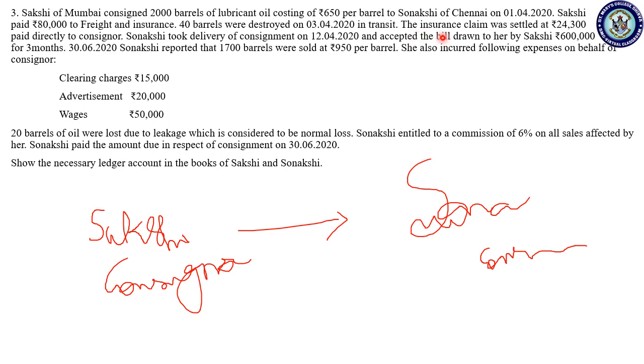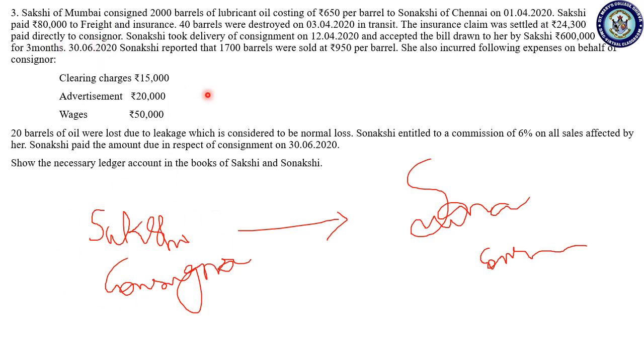Calculation of abnormal loss. The insurance claim was settled at rupees 24,300, which means you incurred some loss and the insurance company refunded it. Now this 24,300 you have to take in the abnormal loss account. In your abnormal loss account you write by bank, which means you received 24,300. This figure will affect only the abnormal loss account and is paid directly to the consignor.